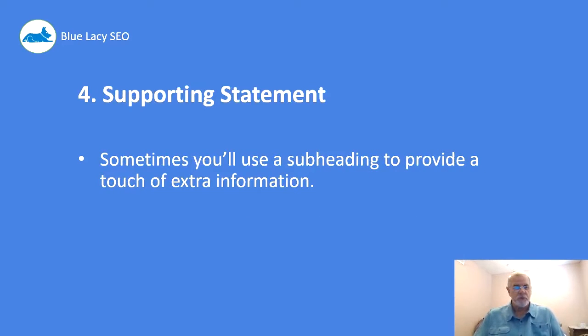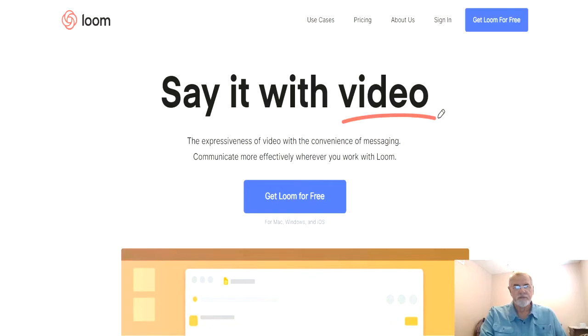And then you want to have a supporting statement. You can use a subheading to provide that extra touch of information. So let's look at another one. This is for Loom, a video site. Their headline says, "Say it with video." So it's pretty short, and you get a good idea of what this is about. And their supporting statement, "The expressiveness of video with the convenience of messaging. Communicate more effectively wherever you work with Loom." So here you get a good idea with just a few words about what this website is about.